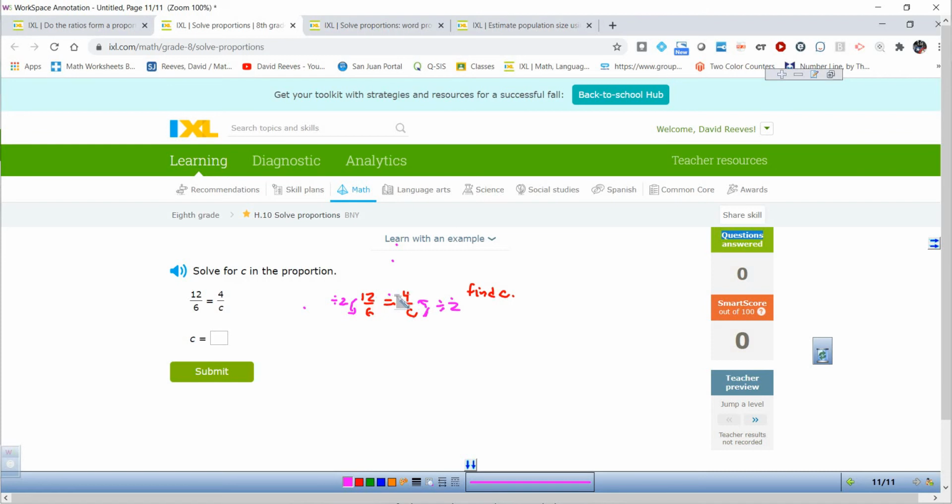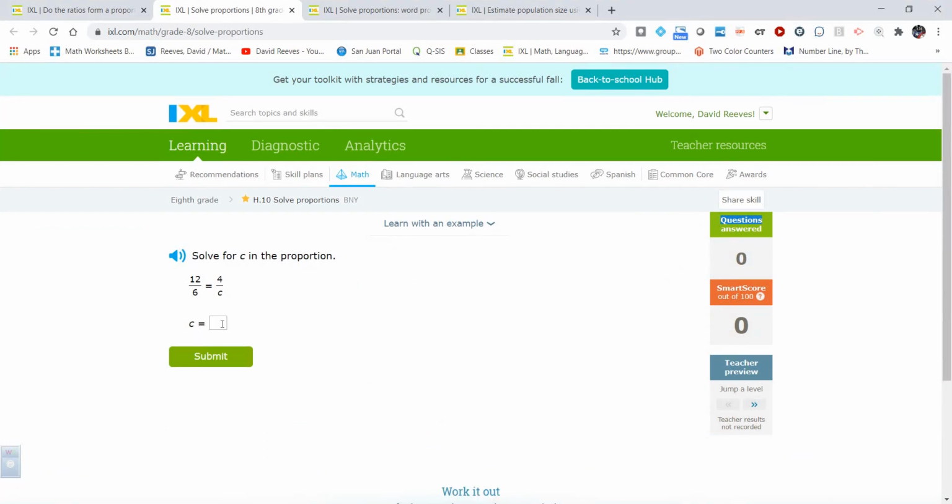And finally, if you need another way to do it, remember that cross multiplication check method we had? If we multiply across, what do we get? We get 12 times C equals 4 times 6. Well, 4 times 6 is 24. So I get 12C is 24, and I divide both sides by 12. I know we haven't done equation solving this year, but you should be familiar with basic equation solving like this, and I get C is 2.